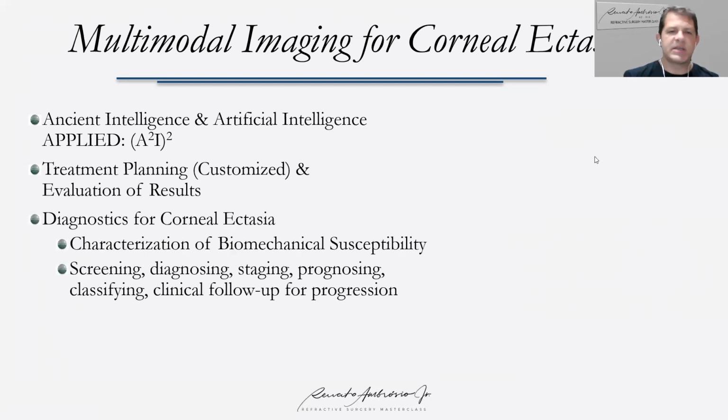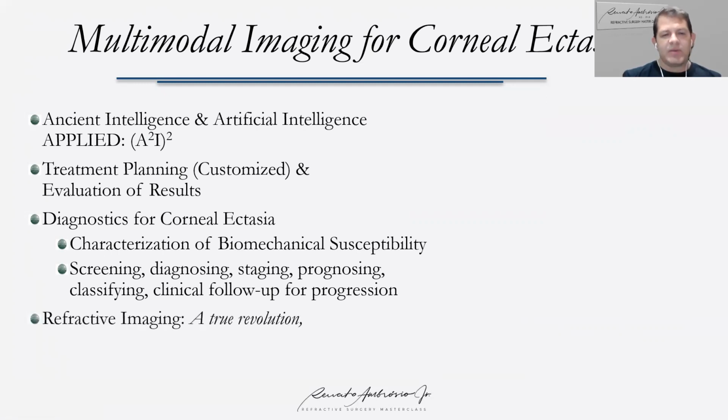And the diagnostics would be related to the understanding and characterization of biomechanical susceptibility, which is related to the topic of screening ectasia risk prior to refractive surgery, but is also important for diagnosing, staging the disease, and prognosing, saying the patient has more chances of needing surgery, of having a better or a less favorable outcome, and for classifying the disease. Eventually, keratoconus and ectasia can be separated based on multimodal imaging. And of course, clinical follow-up is very important for these cases.